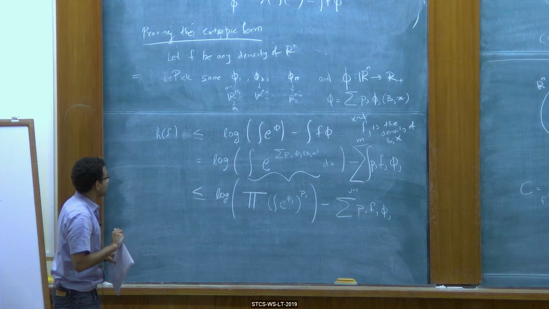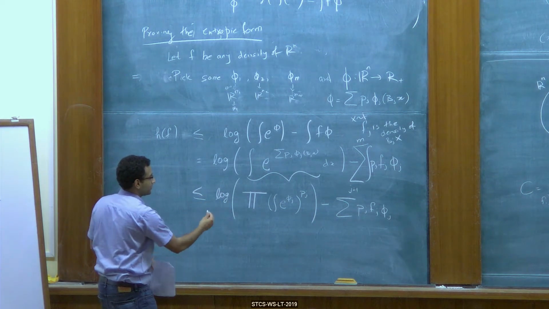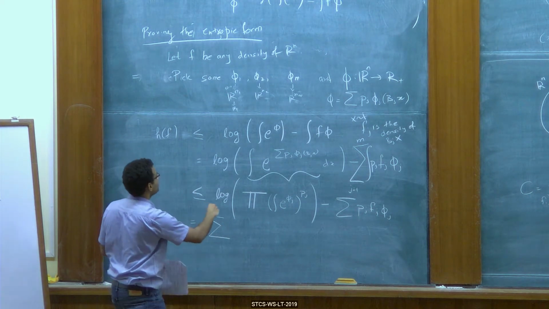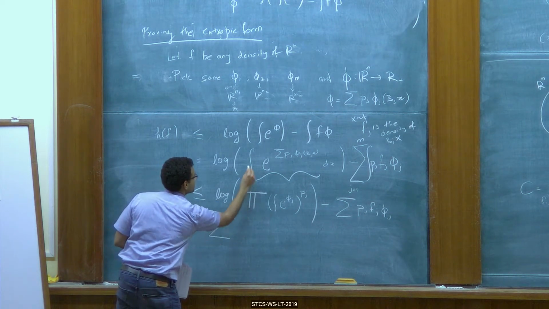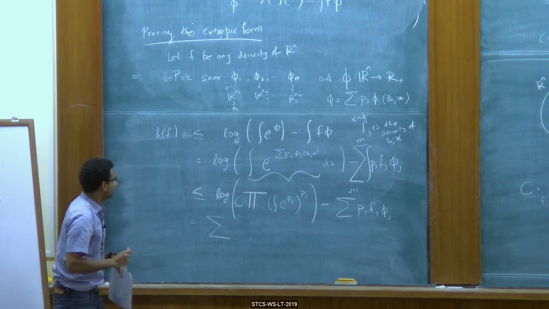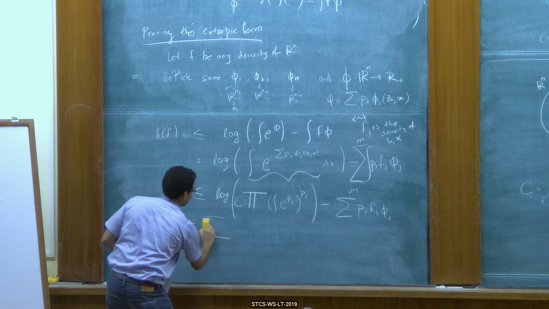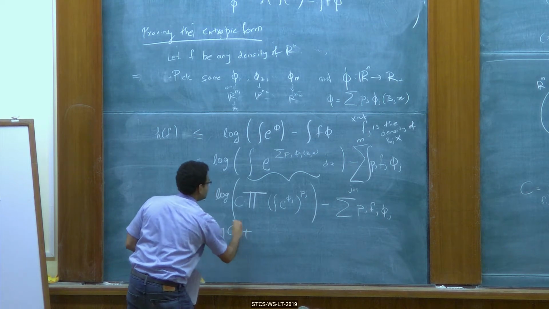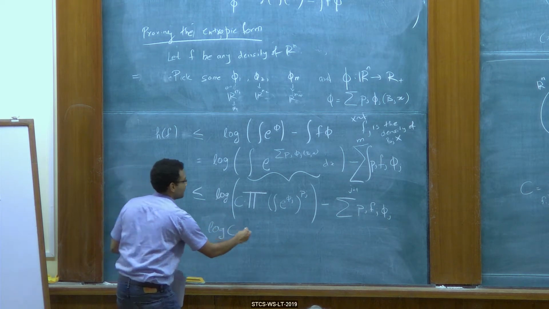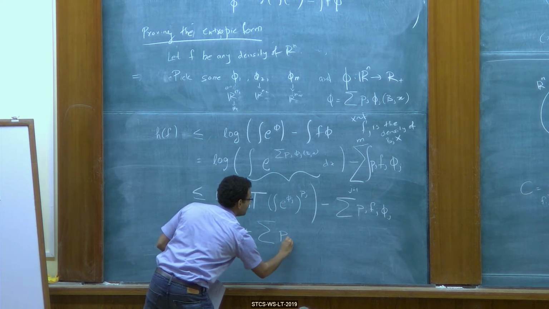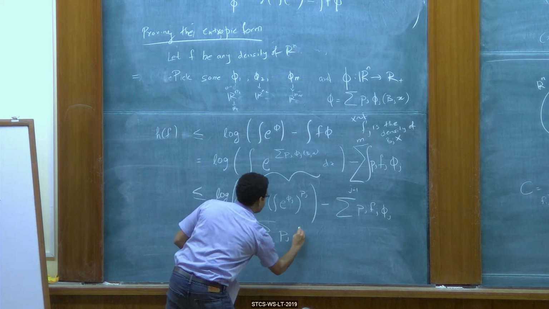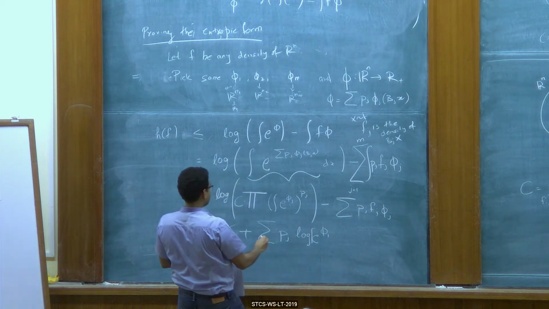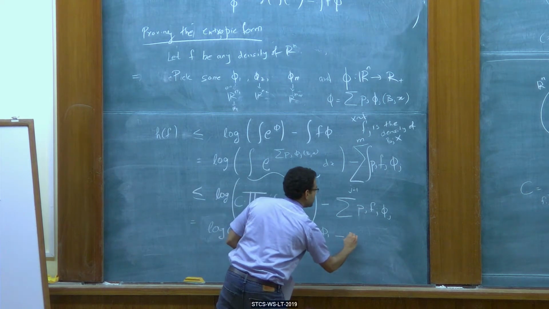Now log of a product, again you can simplify and write this essentially as a sum. Oh, I forgot the c. There is also c, because Brascamp-Lieb also has that constant c times the product. So I'm going to get a log c, plus, since log of a product is a sum, the sum over j of pj times log of the integral of e to the phi j, minus the integral of fj phi j.